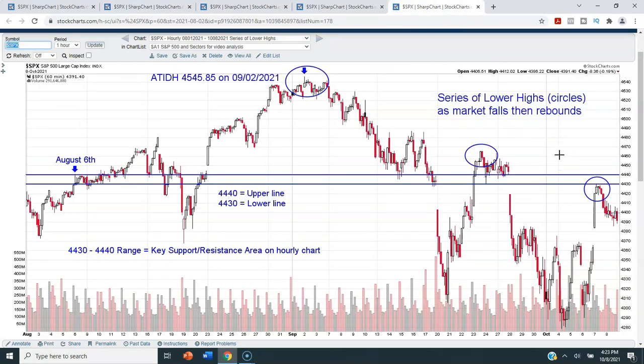The other thing that I'm seeing on these hourly charts is a series of lower highs, okay? As the market bottoms and then tries to rebound, we're getting these lower highs and also lower lows. So you can see here the all-time intraday high that we put in at 45.85 on 9/2. And then we had this bounce, got up to this high here, had another bounce, got up to this high here, and of course that stopped us at 44.30.